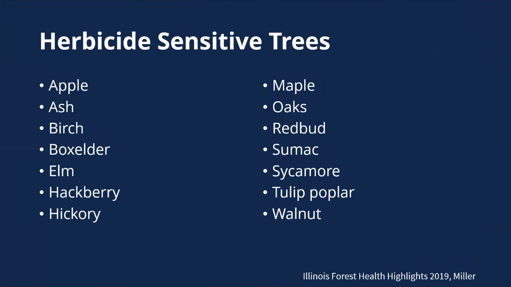Alrighty, so herbicide sensitive trees. These are the ones that tend to be, from what I've seen and what other people see, a little more sensitive to herbicide drift. Tulip poplars are very sensitive. Oaks seem to be, and hackberries as well. I'm not saying that these are the only ones, but those are the ones I think that we most often see the damage with herbicide on.